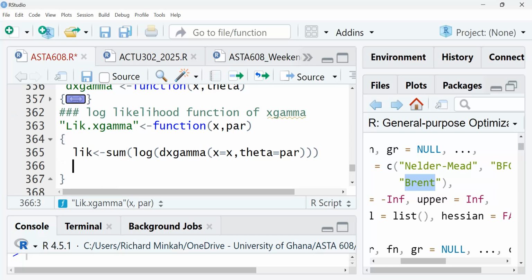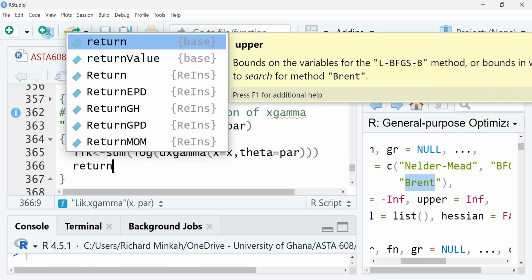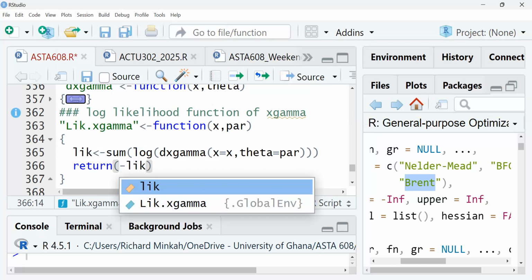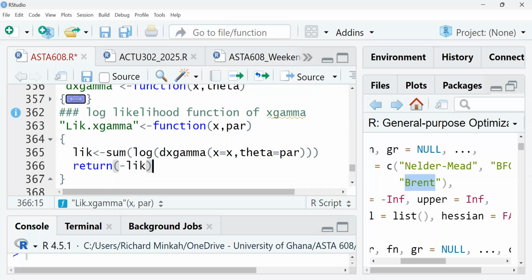Do you remember when I talked about maximum, like you have to return what? Negative of the likelihood. Because the optim finds the minimum. But we are interested in what? The maximum. So that's the problem. So please go back to your likelihood function. And we are going to return negative of the likelihood. I think I explained.